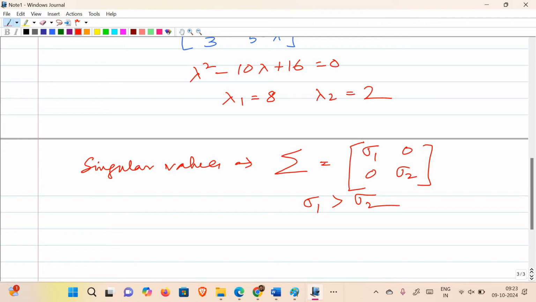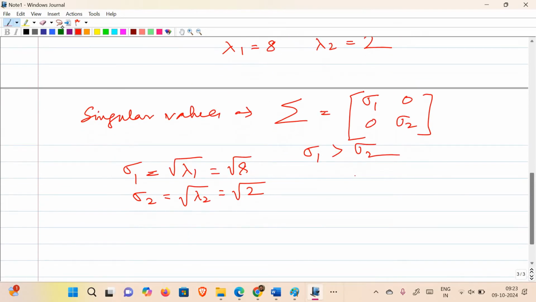So sigma 1 should be greater than sigma 2, and the sigma 1 is nothing but square root of delta 1, which means square root of 8. And your sigma 2 is nothing but square root of delta 2, or square root of 2. So your sigma 1 and sigma 2 is this. Hence we can definitely conclude that we have got a confirmed outcome of the capital sigma as square root 8, 0, 0, square root 2.